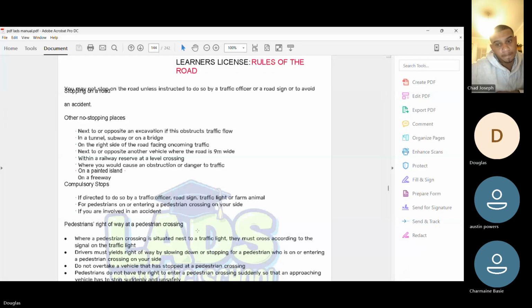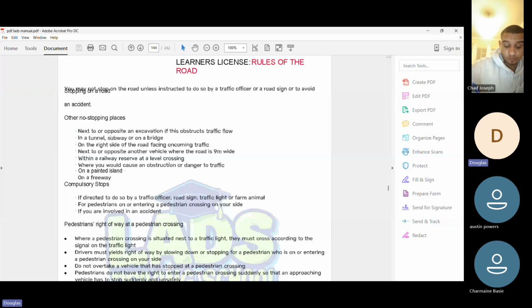Okay, let me read that again. I think I missed something here. You may not stop on the road unless instructed to do so by a traffic officer or to avoid an accident. Okay, we'll continue. Other no stopping places: next to or opposite an excavation if this obstructs traffic flow.